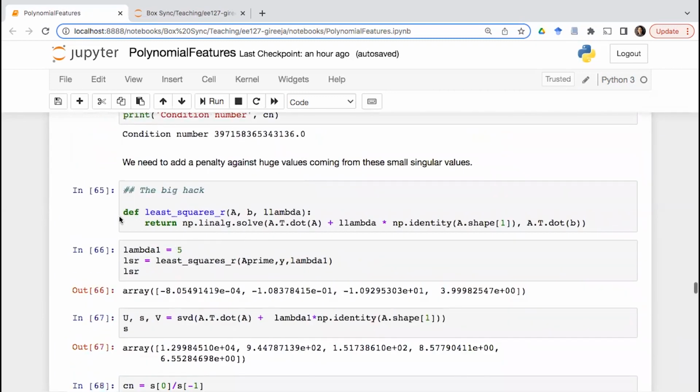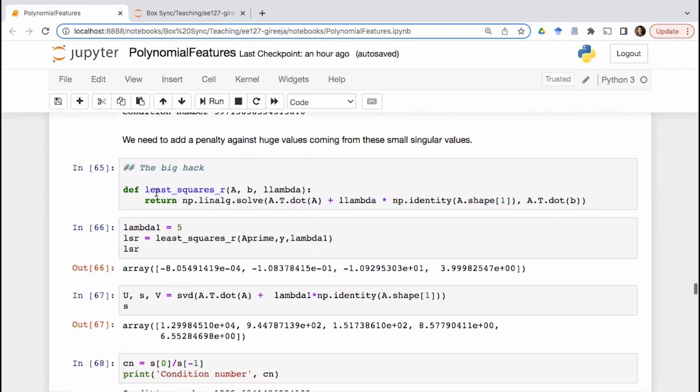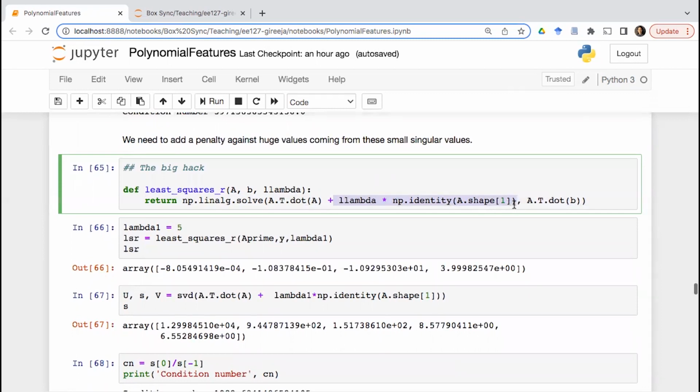So what I said we would do is consider this least squares with a lambda penalty. Let's consider the objective function, and instead of the least squares solution, let's consider the ridge solution. Here I'm adding this lambda squared times identity. Does everyone see that? I'm defining this least squares R, R for regularized, because this term is also called a regularizer.